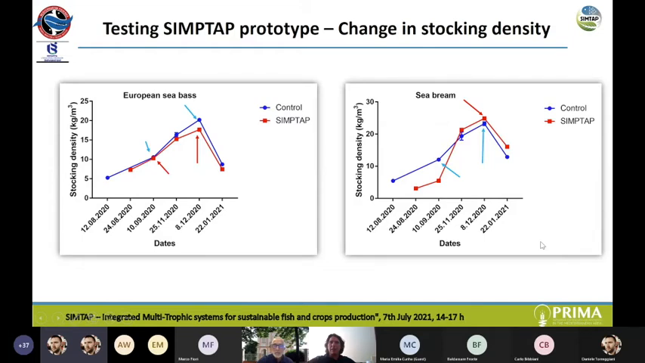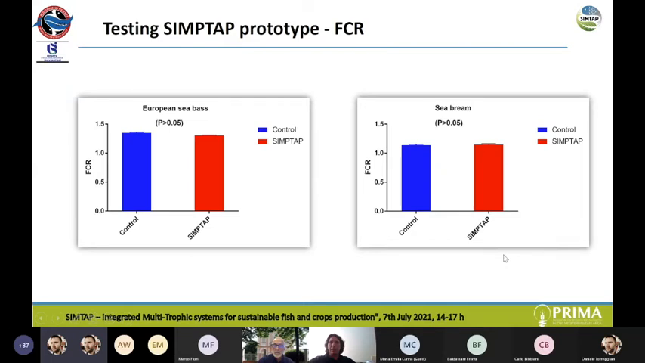In this slide, you see the feed conversion ratios of the fish species kept in both systems. We didn't see any significant differences between the species and also systems in terms of feed conversion ratio.